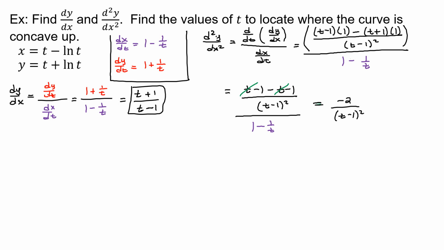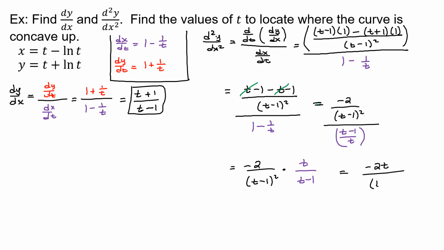And on the bottom down here, I'm going to put it as a common denominator so that we can flip it and multiply it. So if I were to get a common denominator, this 1 would be t over t. So I'd have this be t minus 1 over t. That way on the bottom I get negative 2 over t minus 1 squared. And then I can multiply it times t over t minus 1. And the t minus 1s can combine together to give me negative 2t over t minus 1 cubed. And that would be my second derivative.